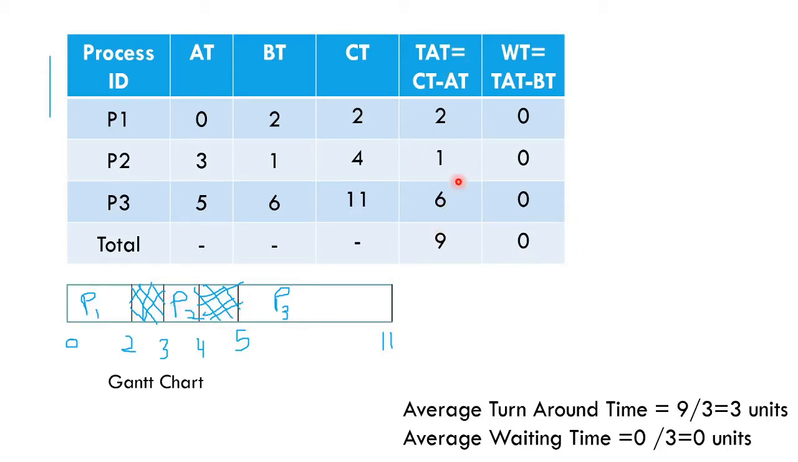So this is how I calculate the TAT and the WT, and then I total the turnaround time and the waiting time. Whenever I am asked to find the average turnaround time or average waiting time, I can just calculate it. Here the total is 9 and 3 processes are there. So 9 divided by 3, that is 3 units, seconds, milliseconds, nanoseconds, whatever. And here it is 0, 0 divided by 3, that is going to be 0 units. So this is how a problem can be solved applying the FCFS scheduling algorithm.